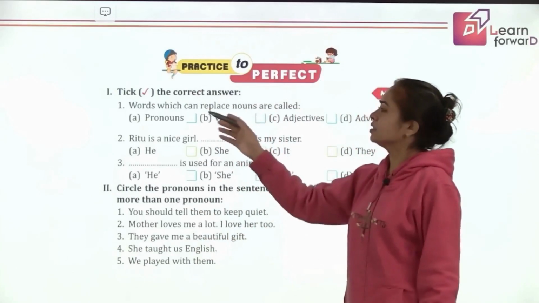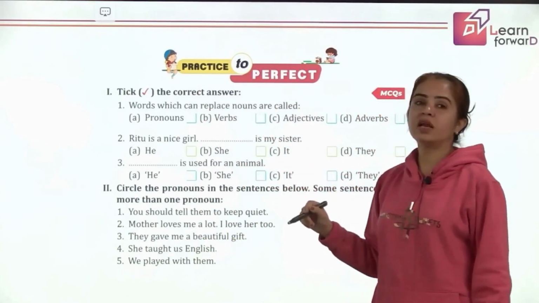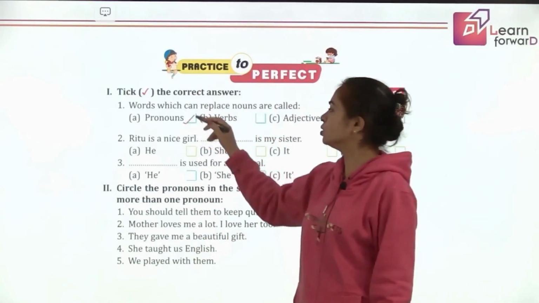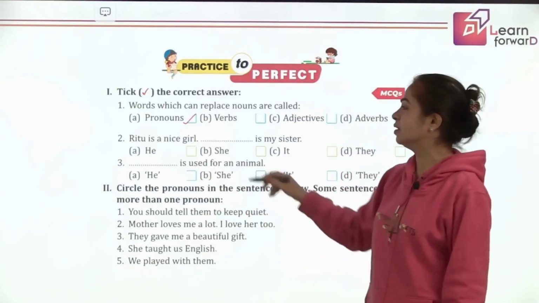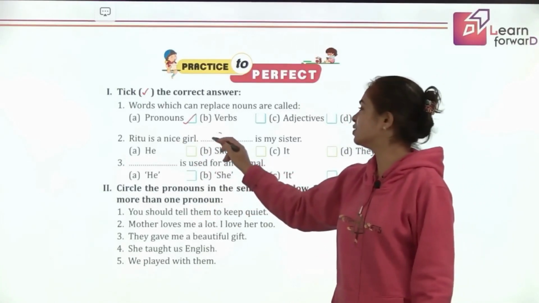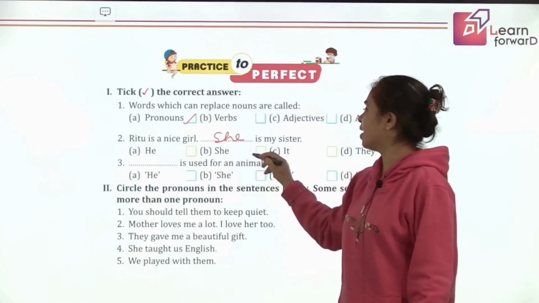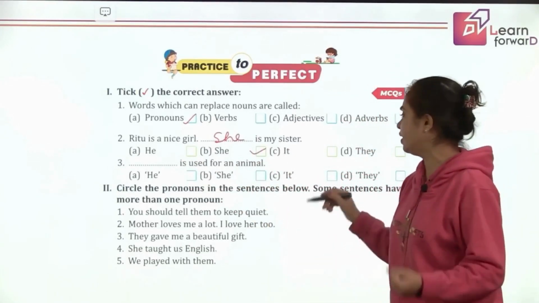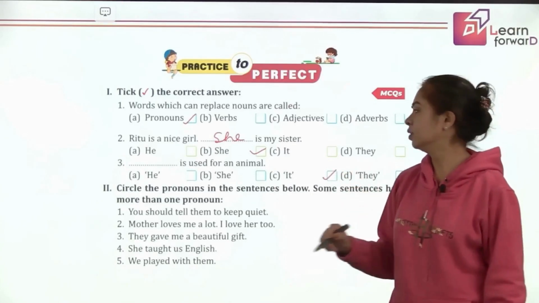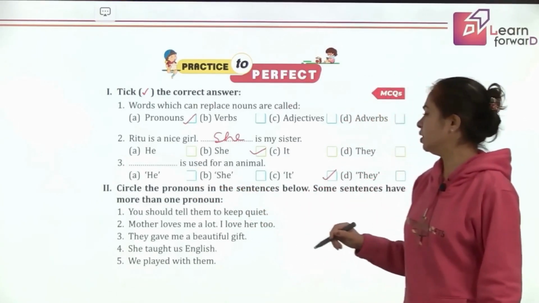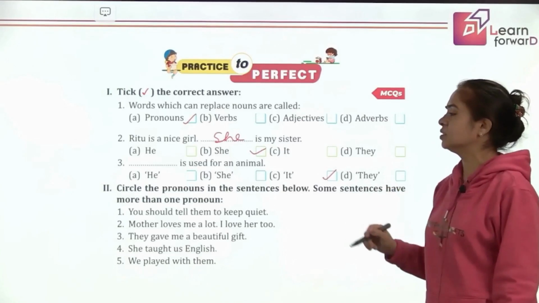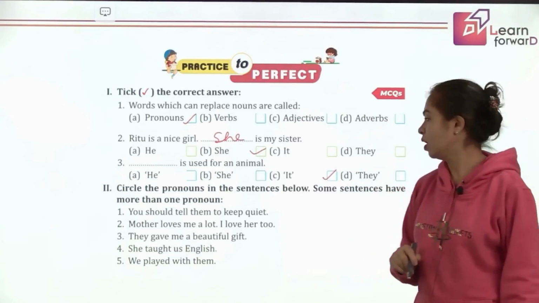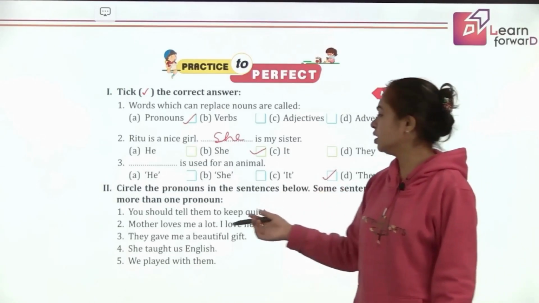Pick the correct answer. Words which can replace nouns are called pronouns. Ritu is a nice girl. A subject. So it will be, she is my sister. Dash is used for an animal. What do we use for an animal? Yes, it. Circle the pronouns in the sentences below. Some sentences have more than one pronoun. What are the pronouns here?